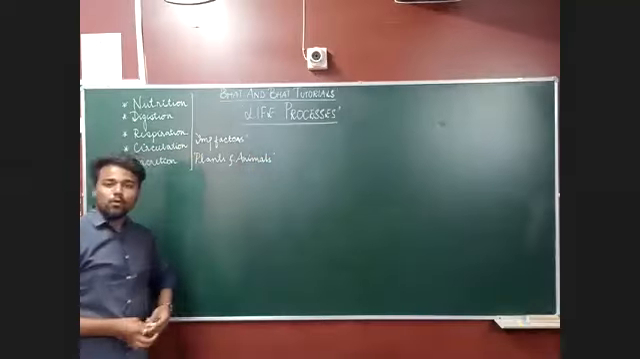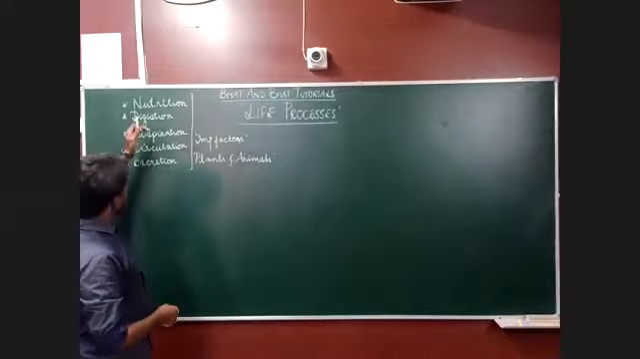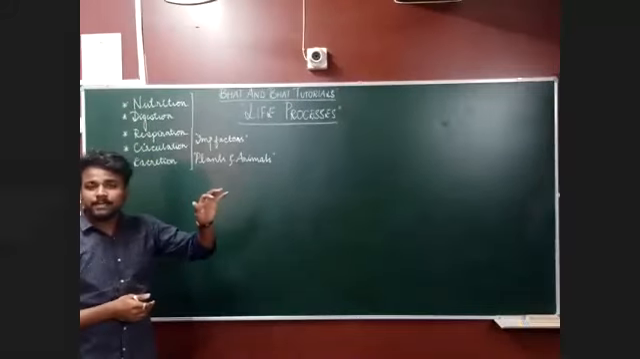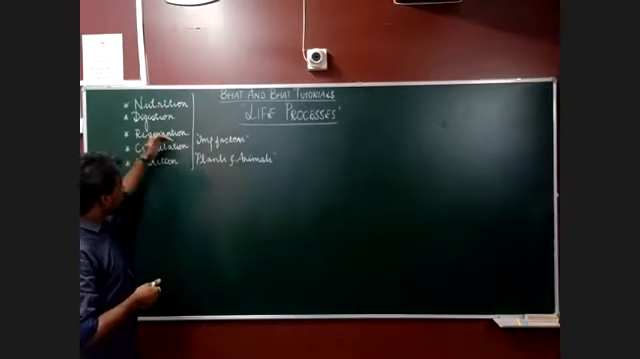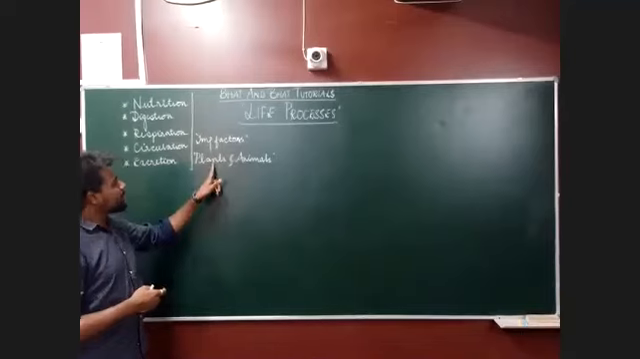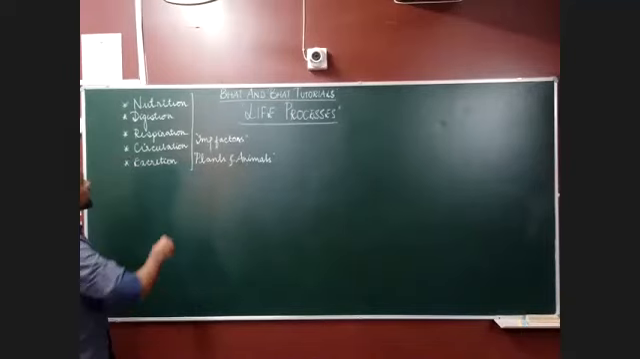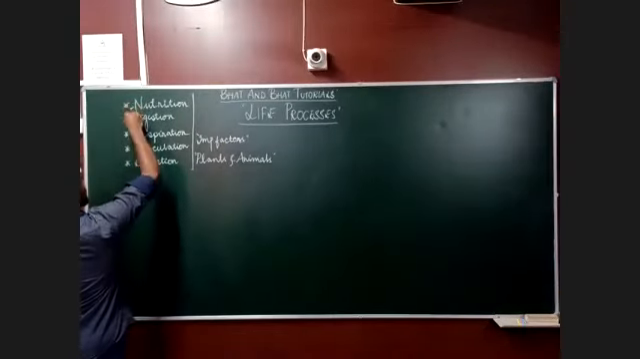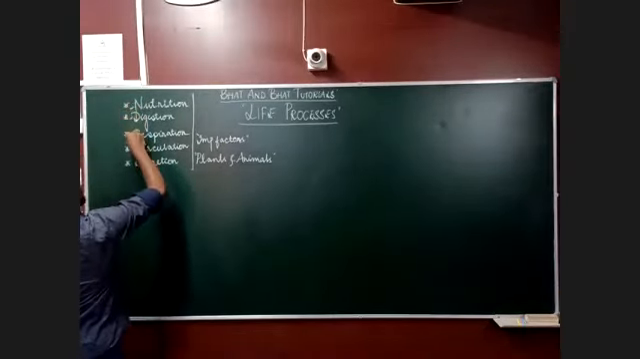I hope I'm clear for all of you. Why do we need to study only these 5 factors in this chapter? Basically because these are the 5 main important factors which help the proper functioning of our organism, irrespective of plants and animals. So now, before starting with nutrition, digestion, respiration, circulation, and excretion, let me tell this to all of you.